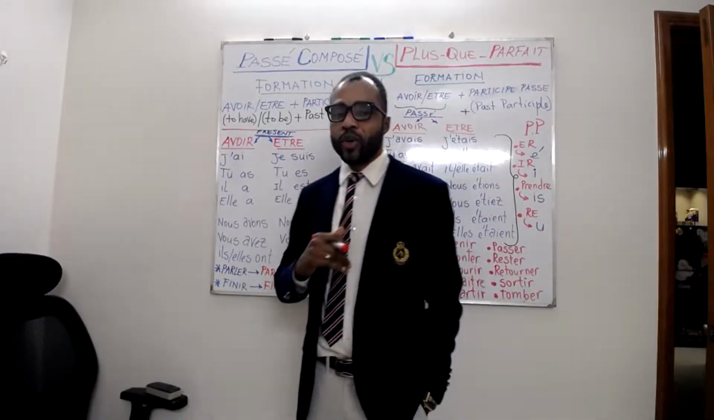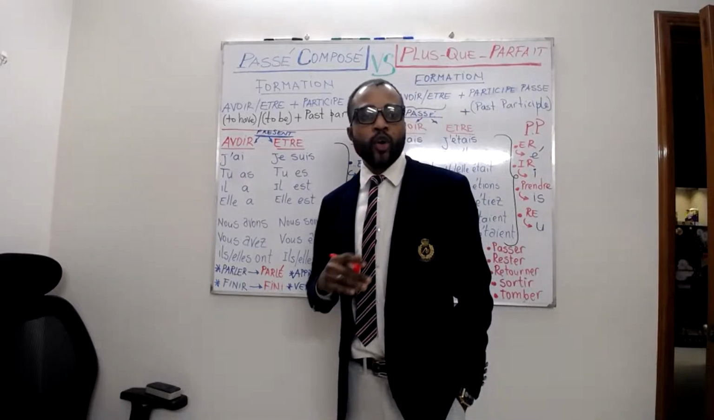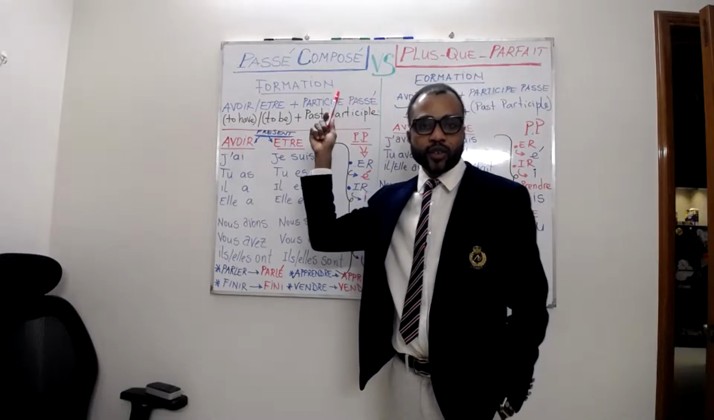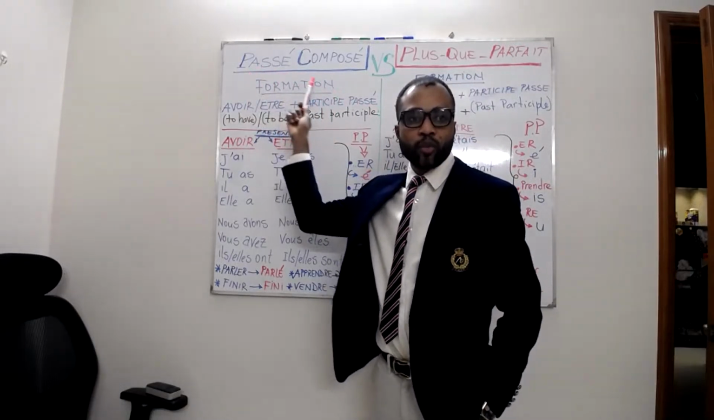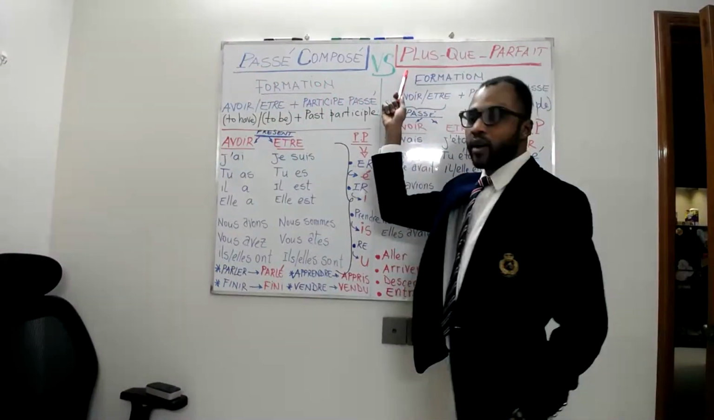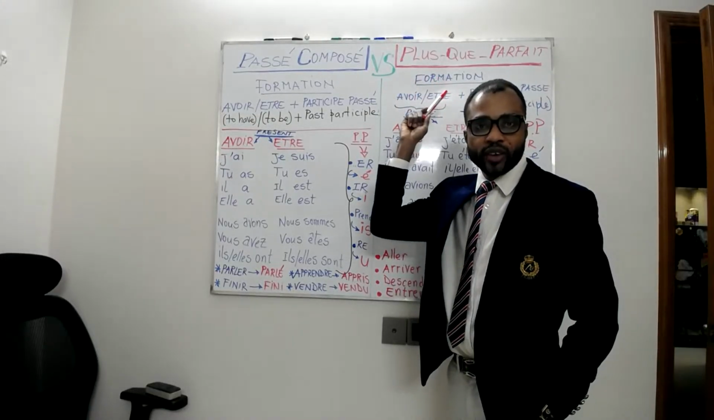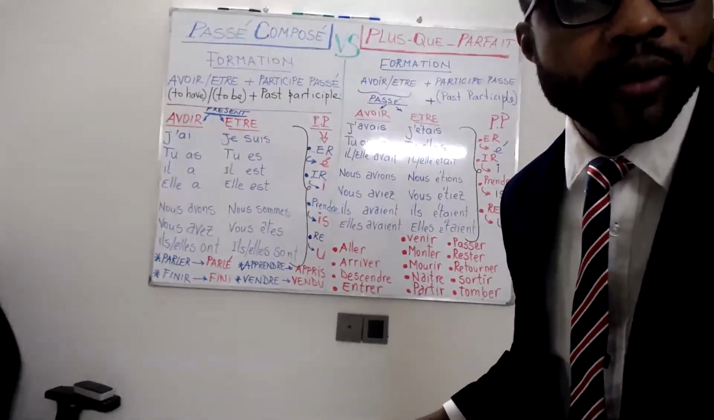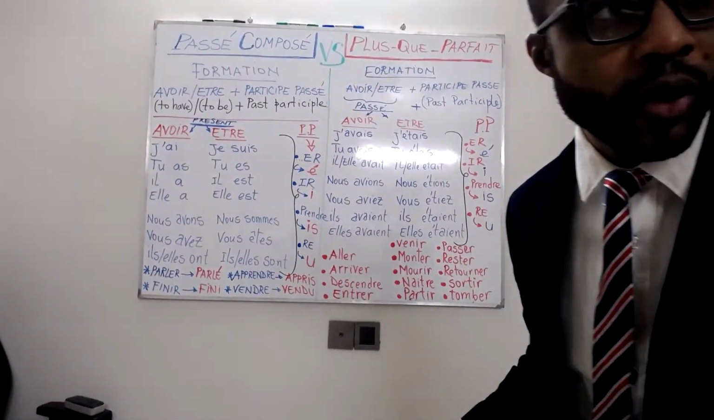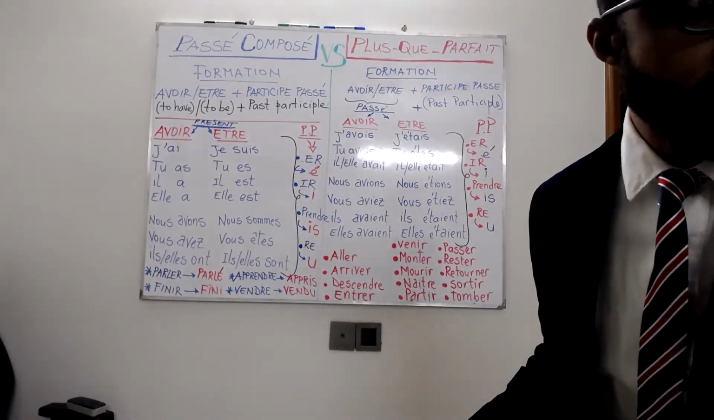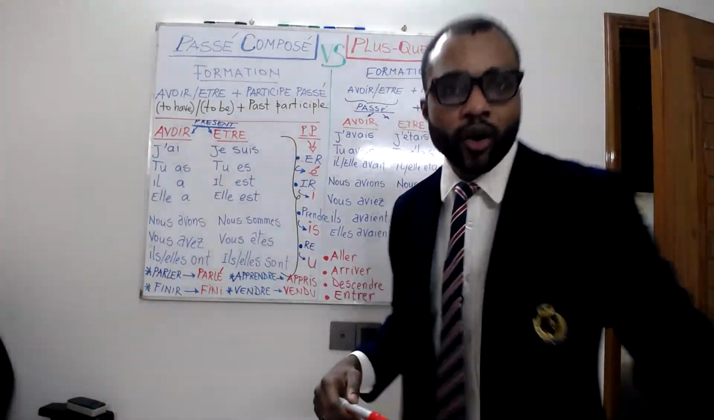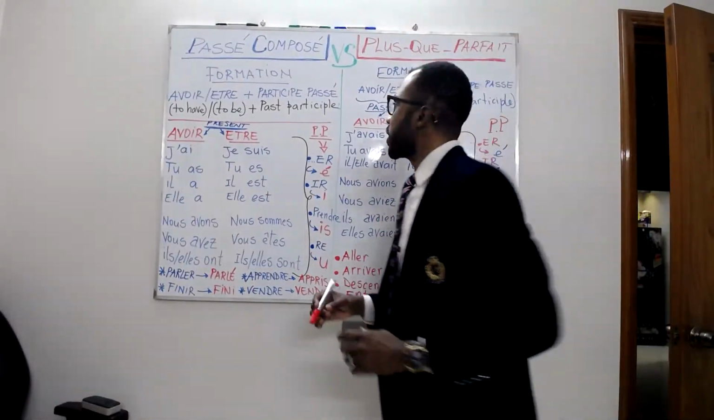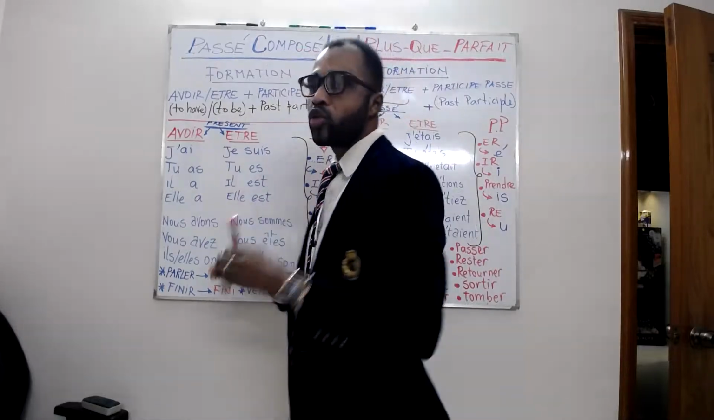All right, so today we're going to have a few explanations about these two French tenses: passé composé and plus que parfait. All right, I guess everybody can see the board clearly. I hope here it's going to be fine. Très bien. Alors, le passé composé.